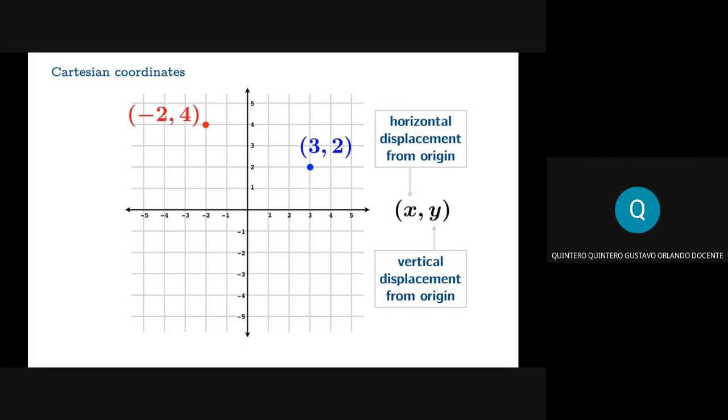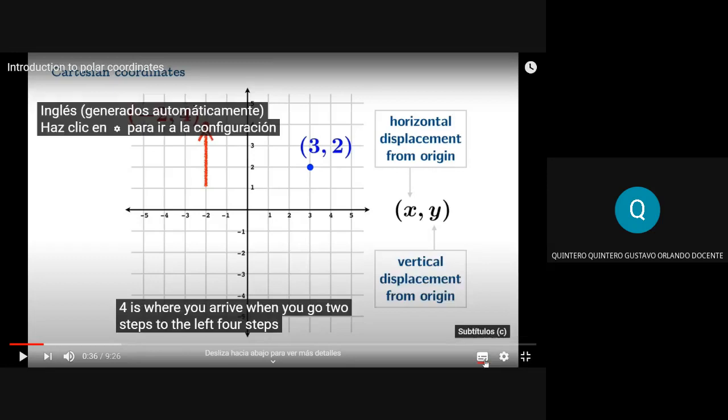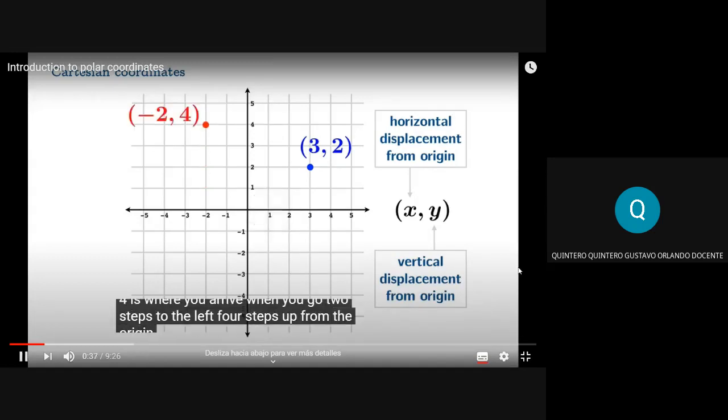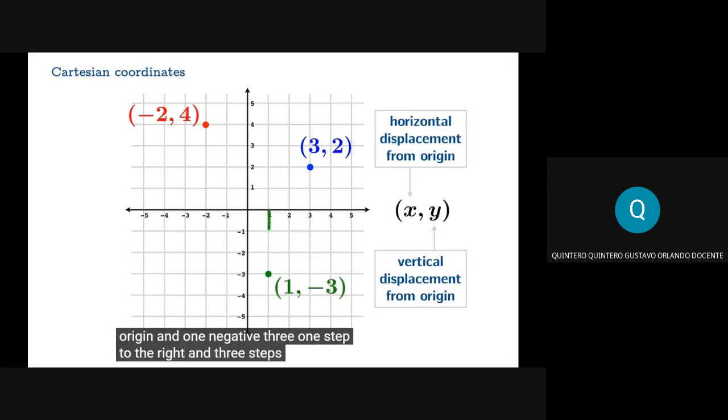Similarly, negative 2, 4 is where you arrive when you go 2 steps to the left, 4 steps up from the origin, and 1, negative 3, 1 step to the right, and 3 steps down.